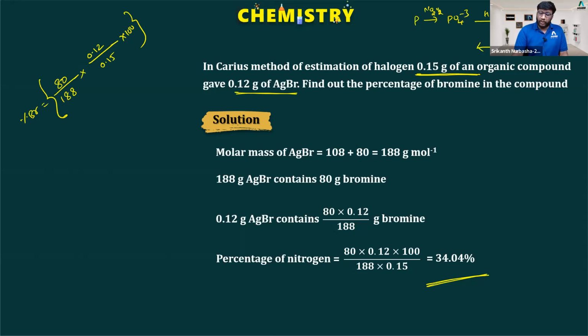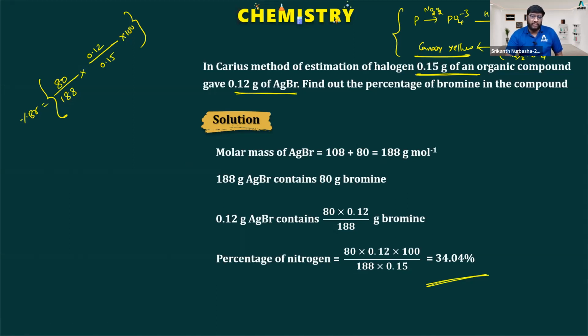H3PO4 is now treated with ammonium molybdate, (NH4)2MoO4, and you get a canary yellow precipitate, which is ammonium phosphomolybdate. Similar to that, you get a result for sulfur also. Sulfur is converted to sulfate in the presence of an oxidizing agent like sodium peroxide, and that sulfate you treat with barium, and you will get barium sulfate.